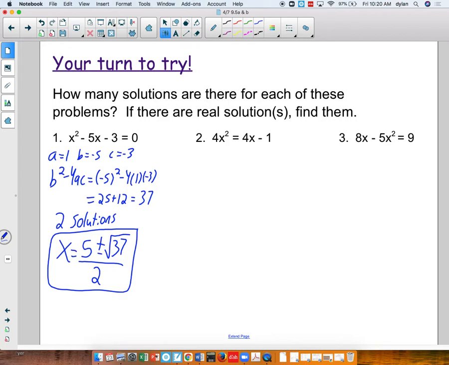So what I'd like you to do is take a moment, pause the video, try 2 and 3, see if you can find the discriminant and then find the solutions if there are any, and then resume the video as soon as you are ready.